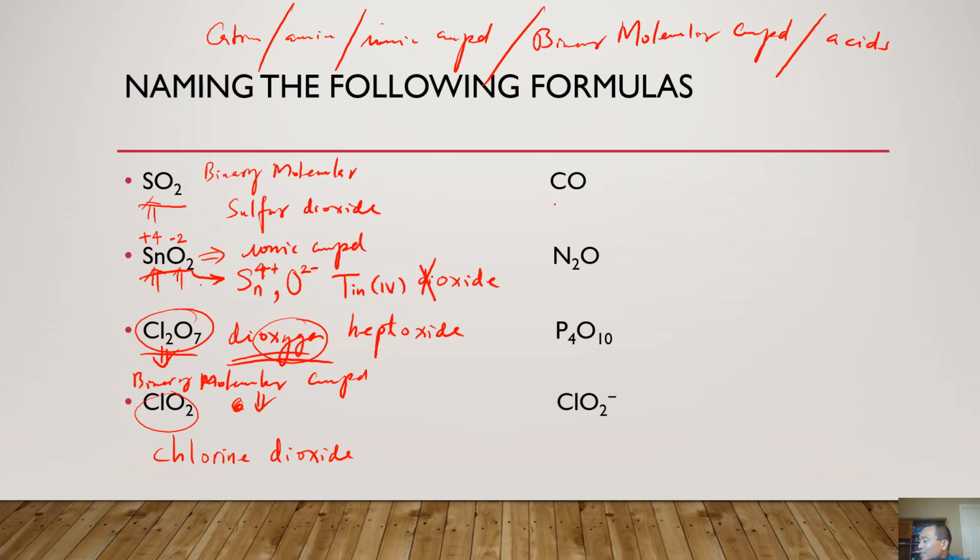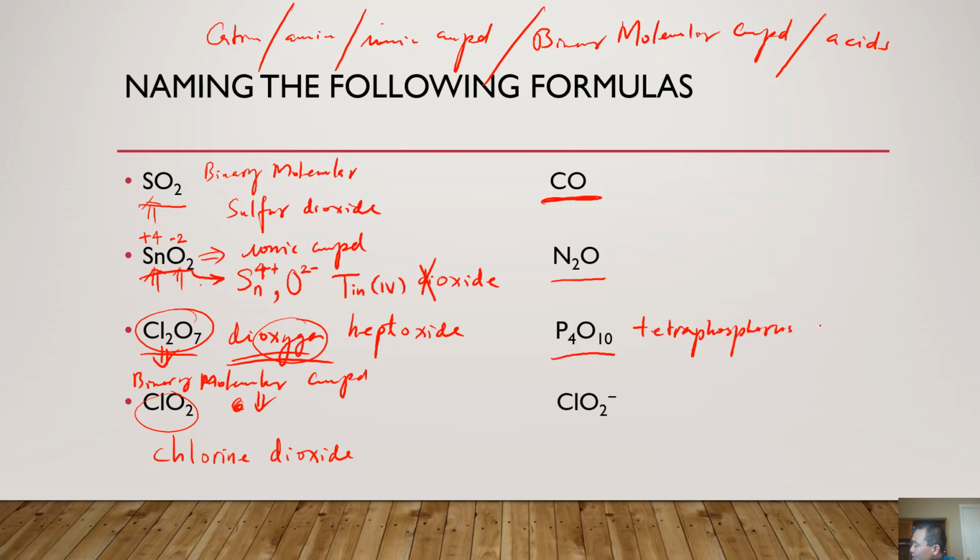All right. Carbon monoxide, dinitrogen monoxide, tetraphosphorus. 10 is deca, so decoxide. So this guy is tetraphosphorus.